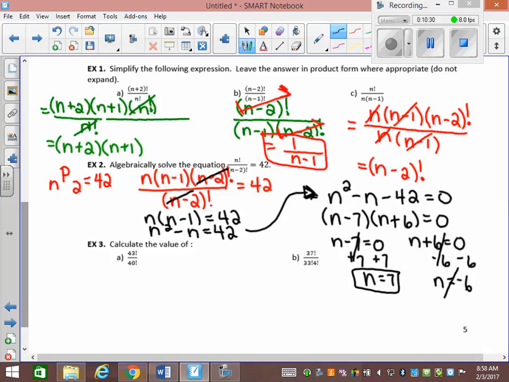So if you plug this back in and you get a negative factorial, so I get negative 6 factorial or negative 8 factorial, I can't use that one. But if I try the 7, there'll be 7 factorial over 5 factorial. 7 factorial over 5 factorial is 42. So you can actually check your answers on these and see if it works.